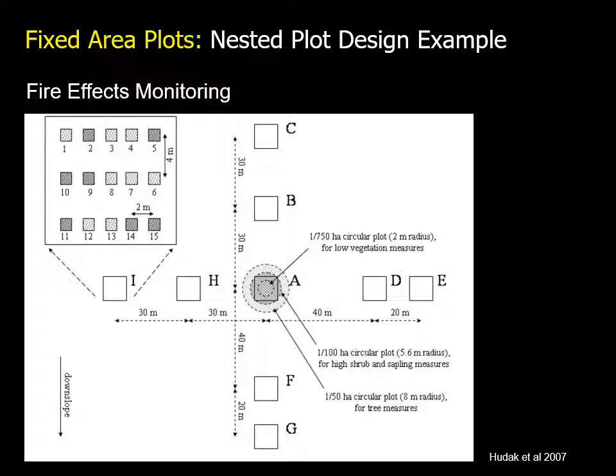Another great example of this is the fire effects monitoring system, commonly utilized in post-fire monitoring, where in these plots we have multiple nested plot locations where we have 1/50th hectare circular plots for tree measurements, 1/100th hectare circular plots for shrub and sapling or small tree measurements, and then nested small plots of 1/750th hectare, or a 2-meter radius plot, for monitoring things like grasses and small forbs in the same location, so that we have these nested co-located data to understand what's happening in the system.